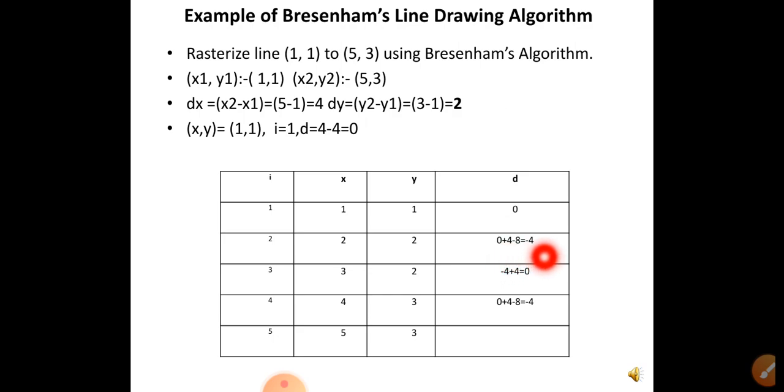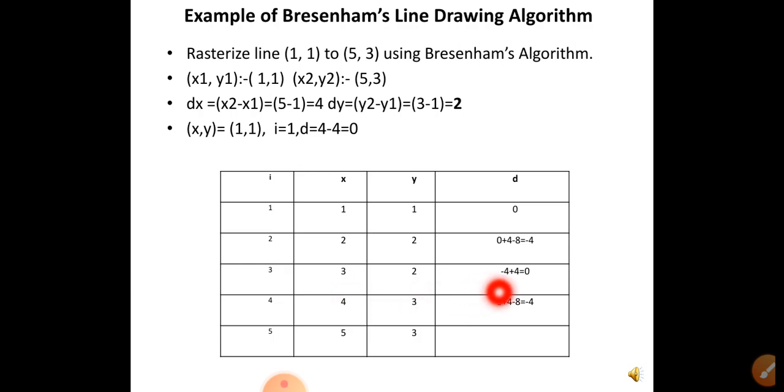Now the decision parameter for the next iteration is minus 4, less than 0, so no need to increment the y value. The y value remains as it is, that is 2. Increment x by 1, so 3 comma 2. Now the decision parameter is less than 0, so the next decision parameter will be d equal to d plus 2 dy, minus 4 plus 4, that is 0. So the decision parameter is greater than or equal to 0. You should increase the y value by 1, so the y value goes from 2 to 3, and the x value goes from 3 to 4.